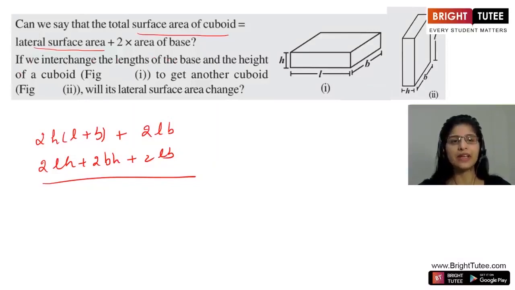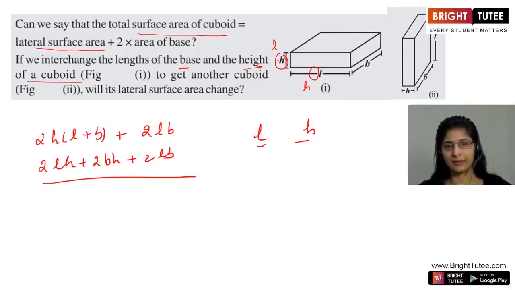Now they are saying, if we interchange the length of the base and the height of the cuboid, what are we doing? We are interchanging the length and height, to get another cuboid. Will its lateral surface area change? So what we are doing, instead of this L, we have interchanged it. L and H are interchanged. Instead of L we have H, and instead of H we have L. Right, so the cuboid will be formed like this. Okay, so they are saying, will the lateral surface area change?